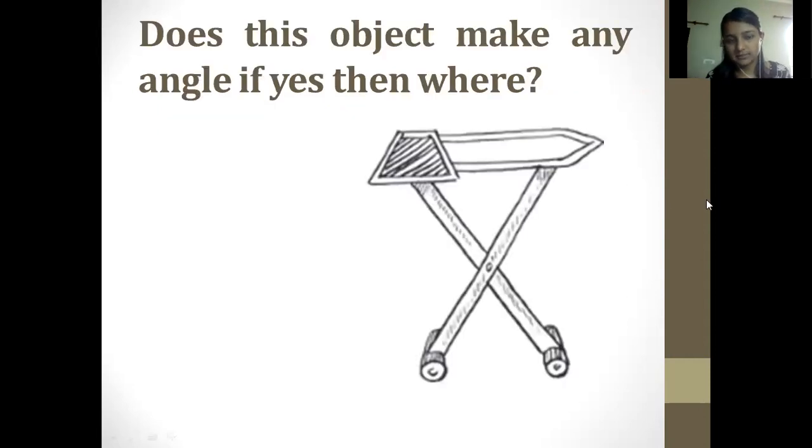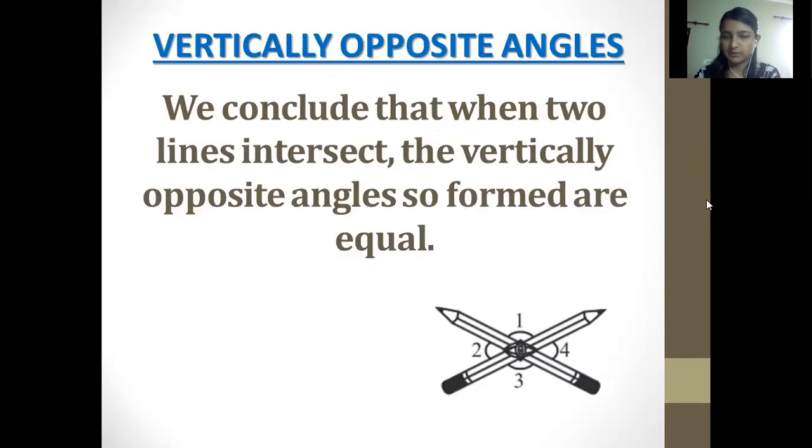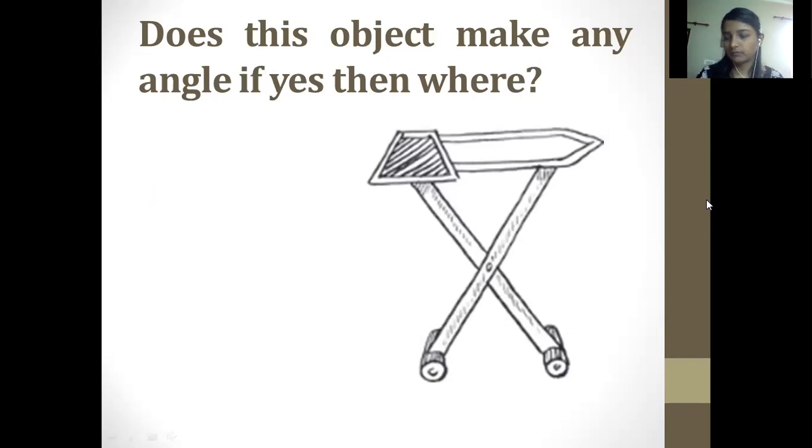So now notice in this question an object. What are you observing in this? Does this object make an angle? If yes, then where? What are you observing from this object? What kind of angle is there? If you don't know, you can just give some guesses.